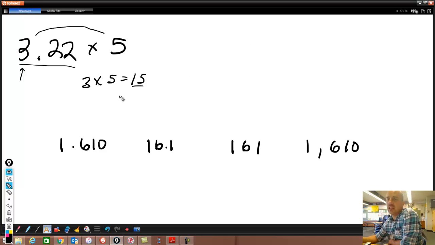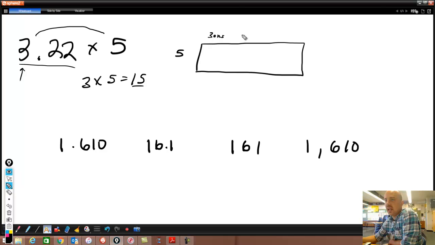And I can show that in a multitude of ways. I can show that by my rounding method here. I could also show that using an area model. If I am going to do my area, I'm going to multiply that, and then I have 3 ones, I have 2/10, and I have 2 hundredths.